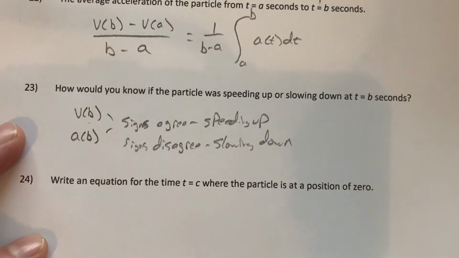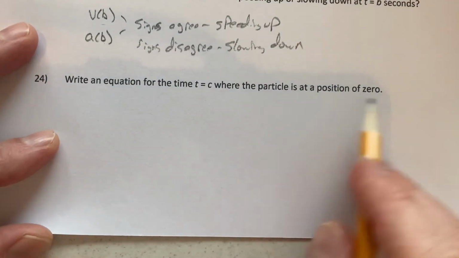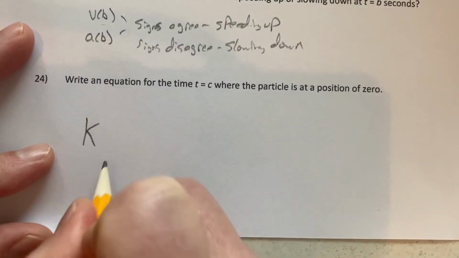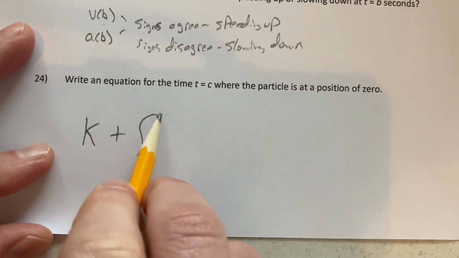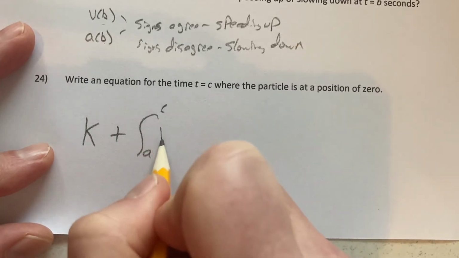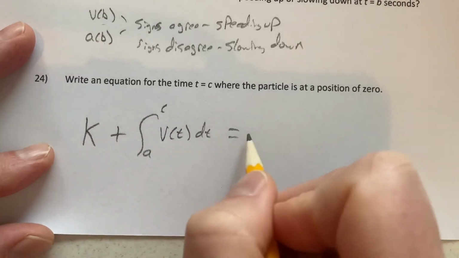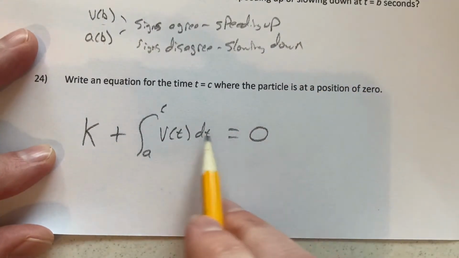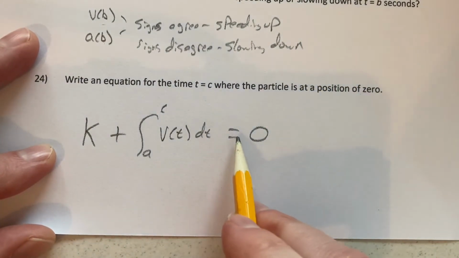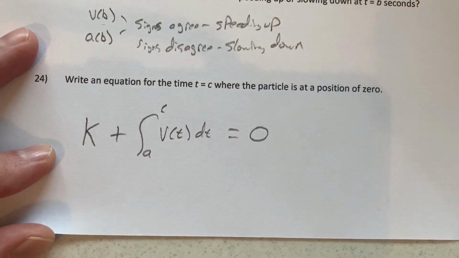Okay. Write an equation for time t equals c where the particle's at a position of 0. So we start at a position of k plus, and that was at time A. Now we're going to time c. And what we're curious about is when will this position be 0? So it's the same idea as the one from above, just now we set it in an equation, set it equal to the position we want, and then we would try to solve that for C.